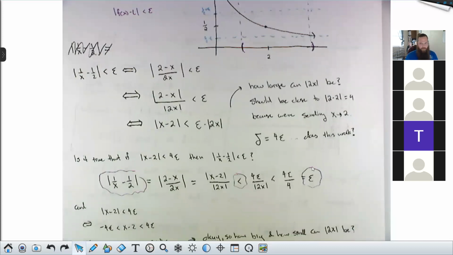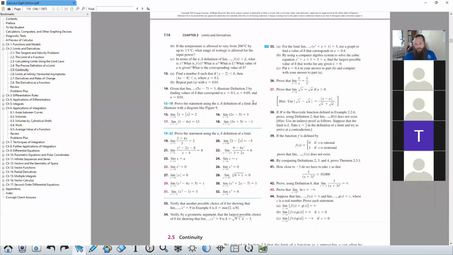But things were exactly like we said they were. 2x is bounded above by 4. The absolute value of 2x is bounded above by 4. So this piece is at worst, as long as x is close to 2, this piece is at worst epsilon, which is what we wanted. So the choice here of delta equals 4 epsilon does work. Yeah, these are tricky. They are.